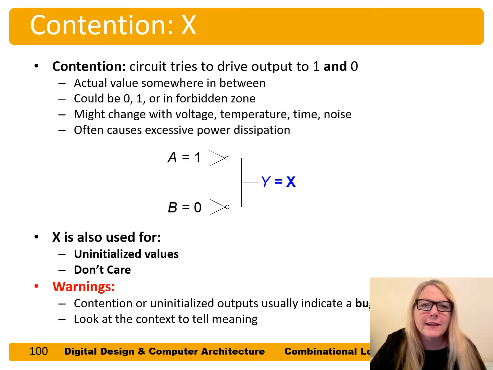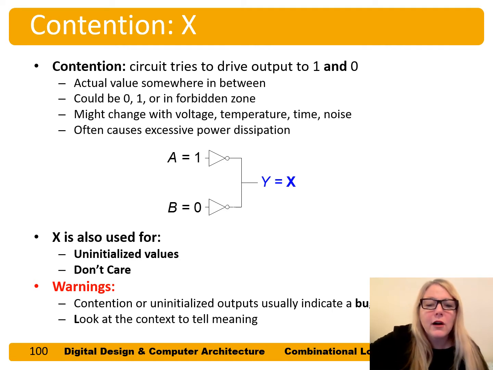We've talked about circuits that have zeros and ones as outputs and inputs. Now let's talk about two other symbols, and two other possible outputs. So we have X, which is contention, and notice that we use X also for don't care. We're overloading that symbol, so it depends on the context how to interpret it. But here we're going to talk about X as contention.